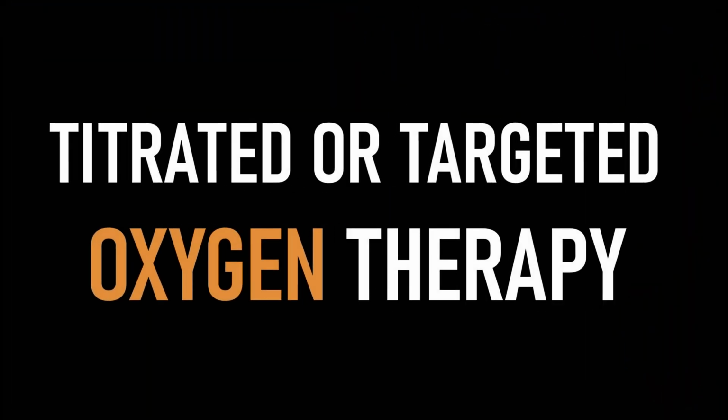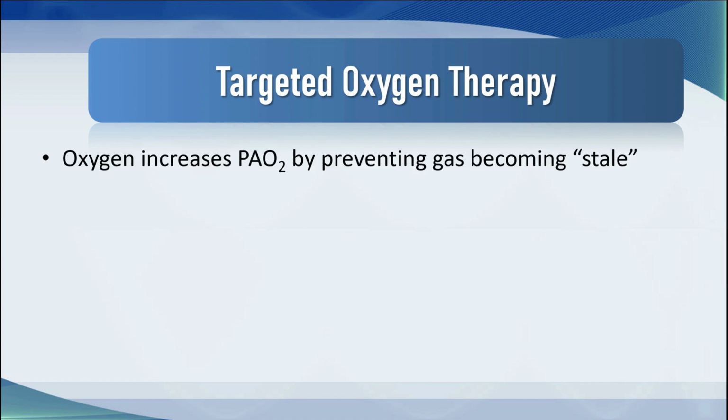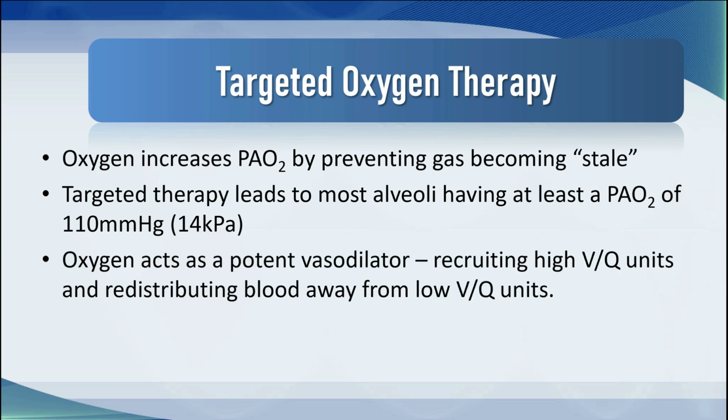Titrated or targeted oxygen therapy. The goal of targeted oxygen therapy is to increase alveolar oxygen tension and prevent the gas that lies there from becoming stale. Targeted therapy leads to most alveoli having at least an alveolar oxygen tension of 110 millimeters of mercury or 14 kilopascals or higher, depending on the PaO2-FiO2 ratio. In addition, oxygen is a very potent vasodilator, so it recruits high ventilation to perfusion units, that's relative dead space, and it redistributes blood flow away from low ventilation to perfusion units, so it overall improves ventilation to perfusion matching.